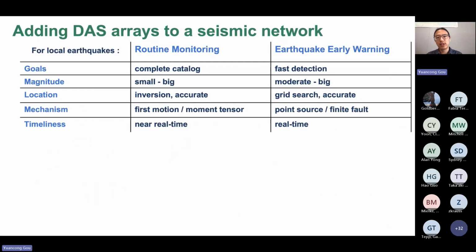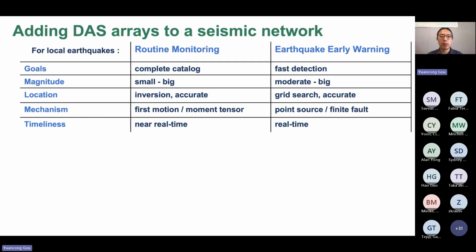So we want to add this new type of seismic sensor to the existing seismic networks. And there have been many efforts on this topic. In my opinion, there are always two aspects to adding a DAS array to the network. The goals are either routine monitoring or earthquake early warning. For monitoring, we always want a more complete catalog. For example, we want to detect more smaller earthquakes by adding this DAS cable. But for earthquake early warning, we want fast detection, and we care more about moderate to big earthquakes.